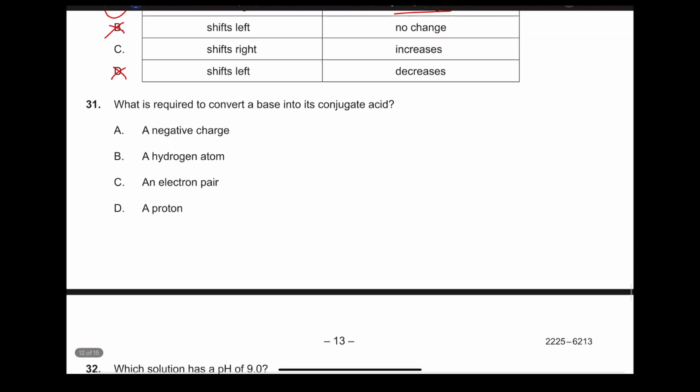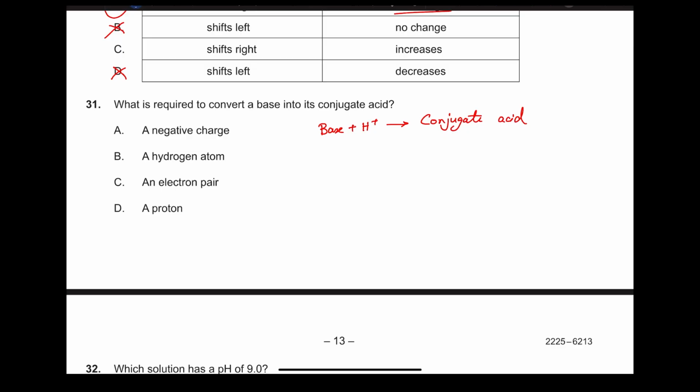Next, what is required to convert a base into a conjugate acid? So a base needs an H plus ion to get converted to a conjugate acid, because base is an H plus acceptor. So acid loses an H plus, becomes a conjugate base. Base accepts an H plus, becomes a conjugate acid.